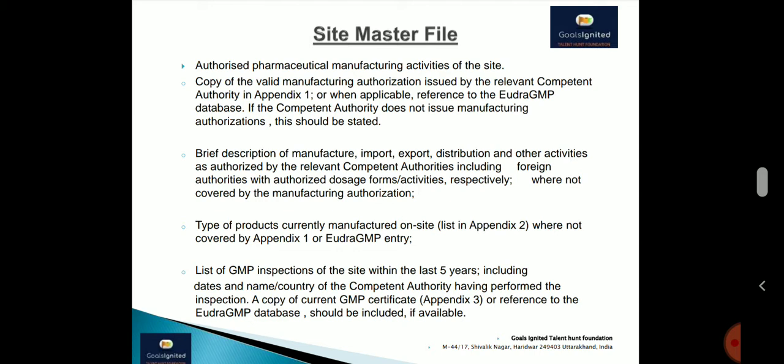In other words, we can say that it is a representative of all the activities, basically a quality management system of the whole plant, including the operations activity, and a brief about the key persons working at the site. It accommodates all this information. The list of GMP inspections in the last 5 years needs to be incorporated. This is one of the mandatory requirements. GMP certificates and appendices are there, so they need to be mentioned and incorporated in the site master file.